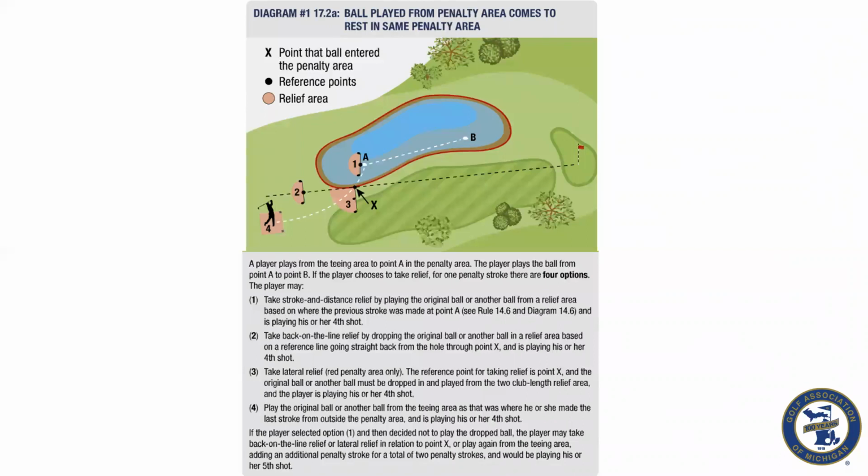Then the other option is to take your lateral relief area, two club lengths, no closer to the hole. So that's option 3 there. And then your final option is to just go back and play from where you last played from, using that shot or that point A as your reference there. Okay.